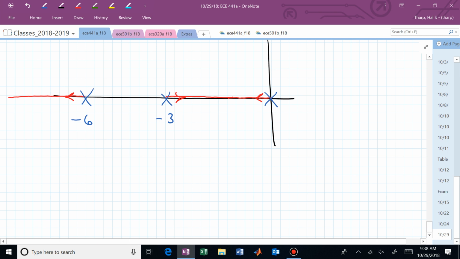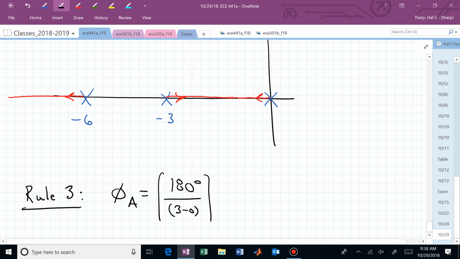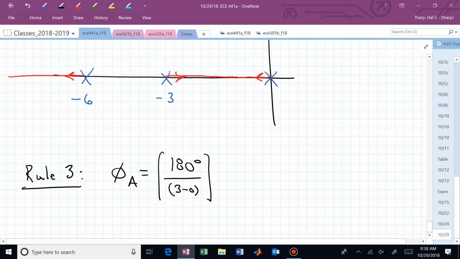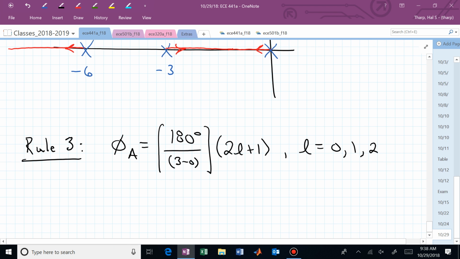So let's now use rule number 3 to figure out a little bit more information to help us with our sketch. Phi sub a is 180 divided by the pole-zero excess, which is 3, times 2L plus 1. L is now 0, 1, up to p minus z minus 1, or up to 2. So now phi sub a, the fundamental angle, is 180 divided by 3, that's 60 degrees.